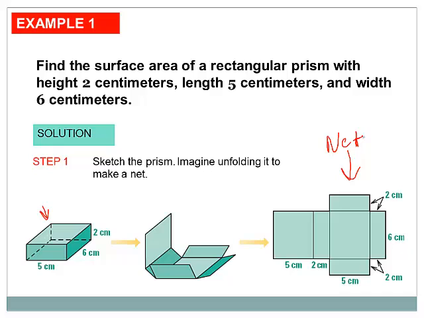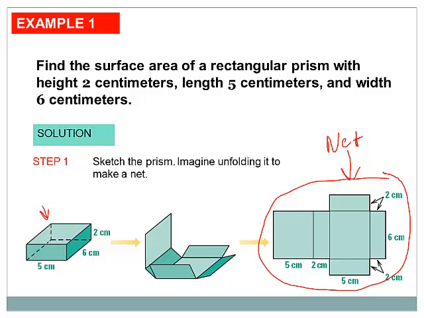But our problem says that we need to find the surface area. So if we're going to find the surface area, we need to find the area of the lateral faces as well as the bases and then add them up together. This problem looks very involved. However, all we need to do is find the area of one of the bases and then one of the lateral faces, the other lateral face, and we can multiply them all by 2.